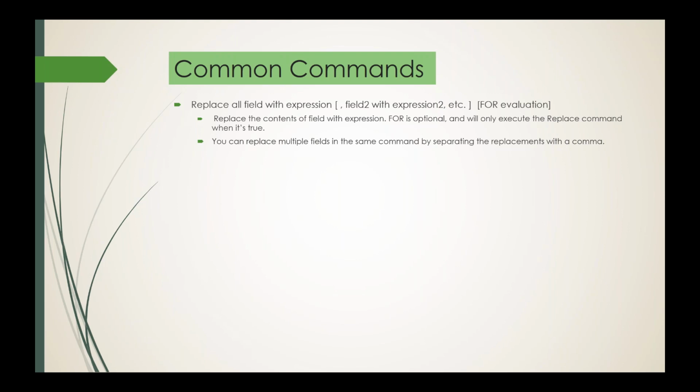Then we have for, and of course this is in brackets too, such as field 2, so you can see there it is optional. We don't have to have it, but a for option can be added, and it will only execute this replace command when it's true. So this is another evaluation. It's looking for one of the functions or another logical evaluation that's going to return a true or false value, and the replace command is only going to run when that evaluation is true.